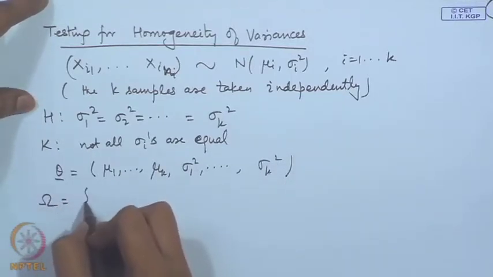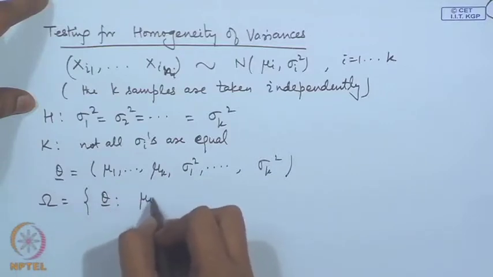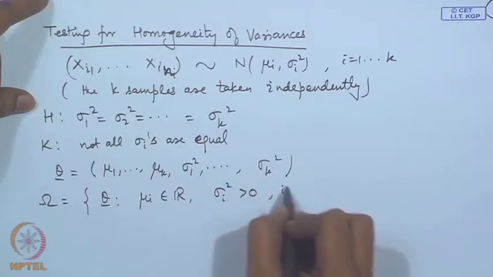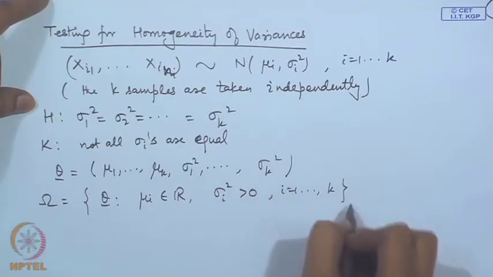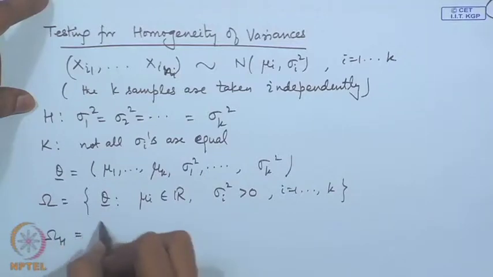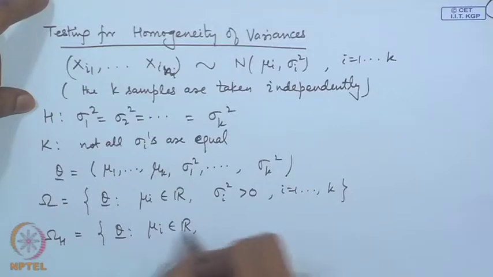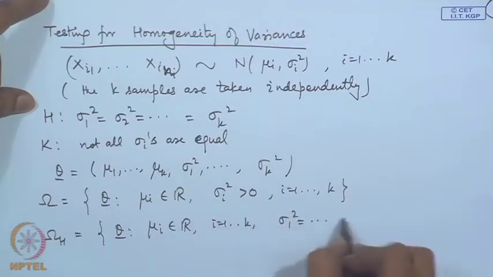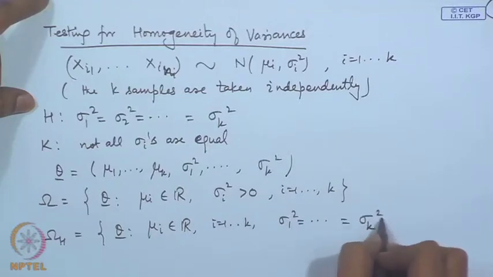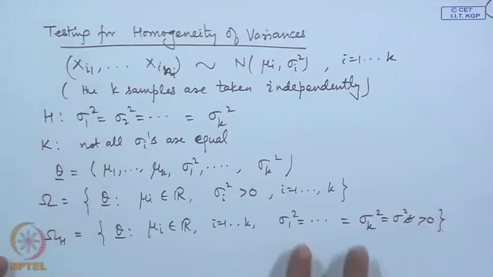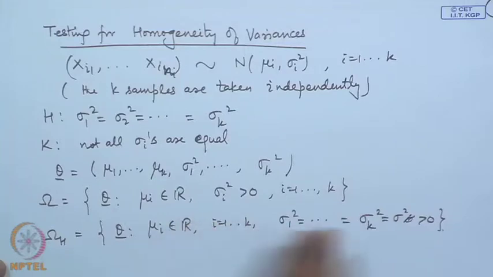The full parameter space is that the mu_i's are real numbers and the sigma_i squares are positive real numbers, and under omega_H it becomes k plus 1 dimensional, because the mu_i's remain as such, but the sigma squares become equal. So, the dimension of this part has reduced to 1. So, this is k, so k plus 1 dimensional.